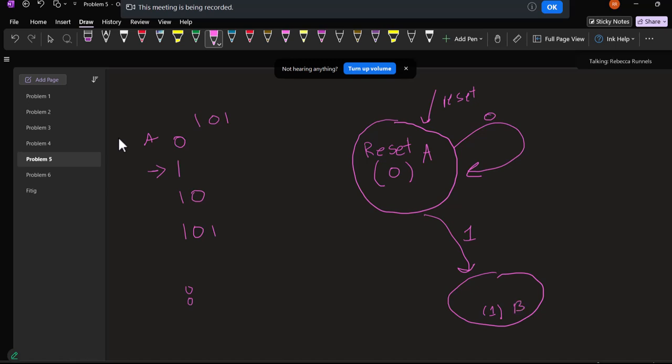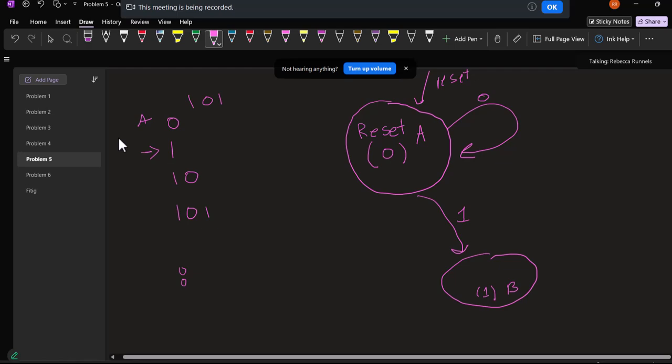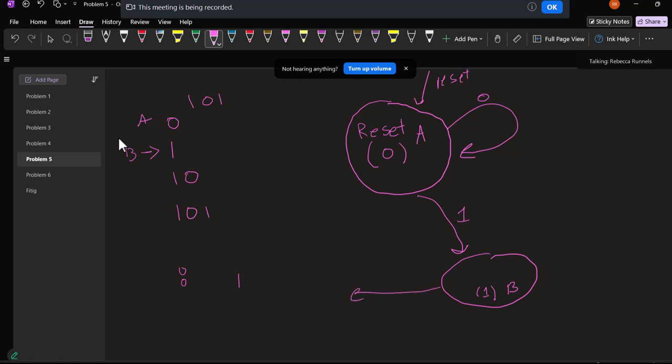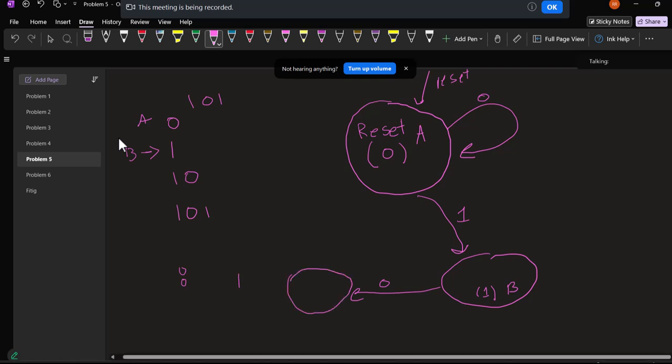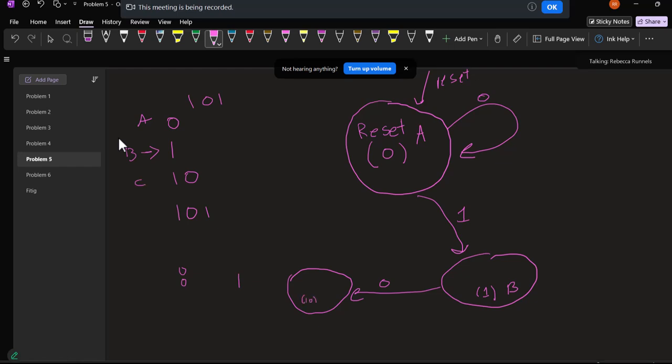Now I need to figure out what happens if I get a 0 or a 1 if I'm in state A. If I get a 0, state B. If I get a 0 and I'm in state B, that means I'm right here. I have a 1. If I get a 0, have I made any more progress towards my sequence? Yes. So 0. And I'll call this state C with this little 1, 0 in here.